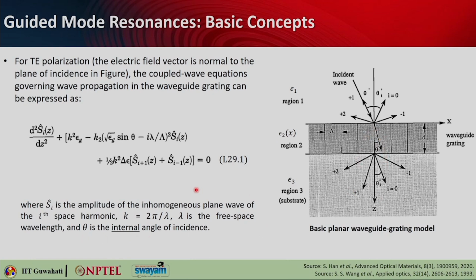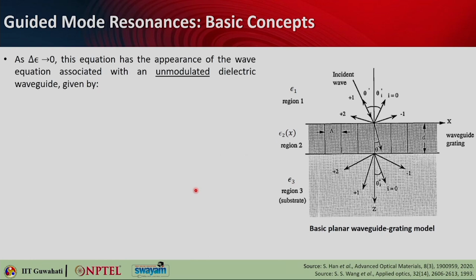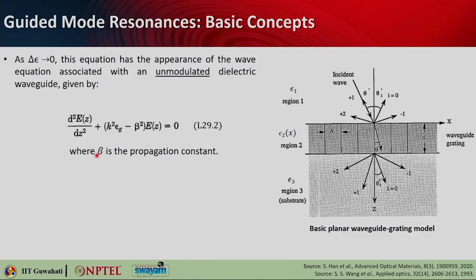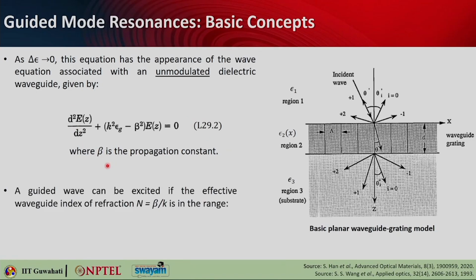Okay. So, you start with the coupled mode equations, and when you put delta epsilon equals 0 in this equation, you actually make this an unmodulated dielectric waveguide. It simply becomes a normal waveguide. So, in that case, the equation also simplifies, and it looks like a normal wave equation of this form, where beta is the propagation constant.